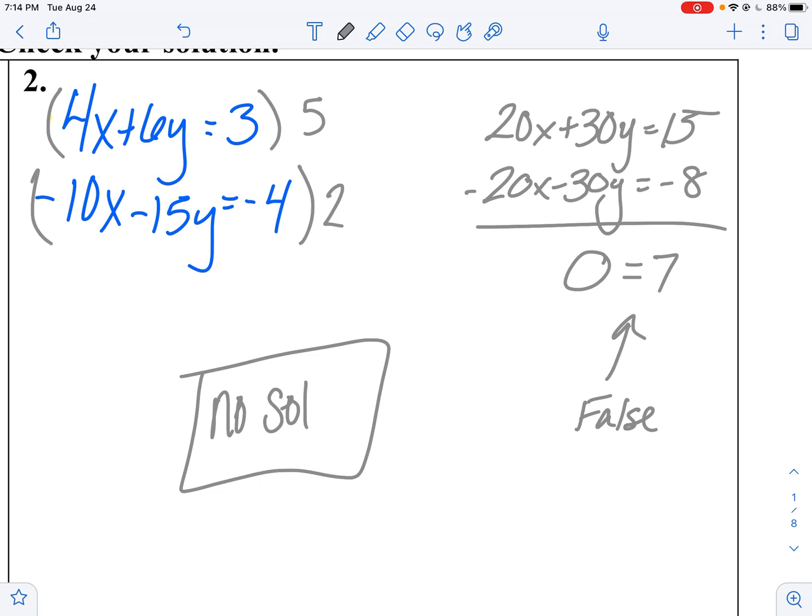That's how I would identify algebraically how many solutions I have when solving a system of equations.